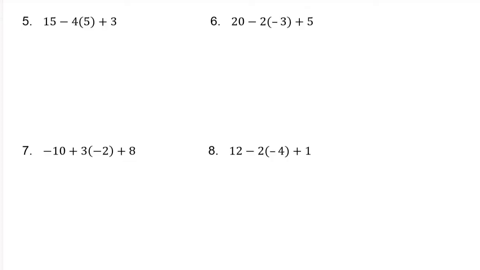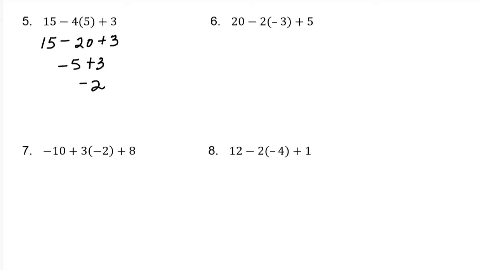Okay, problem 5. Notice that I have multiplication here in the middle, and that's what I have to do first. Remember, the order of operations, please excuse my dear Aunt Sally, says I have to multiply before I add and subtract. So the 15 and the subtraction sign come straight down. 4 times 5 is 20, and then plus 3. And remember that once you have addition and subtraction, you have to do that from left to right. So I have 15 minus 20, which is -5, and then -5 plus 3 is going to give me -2.